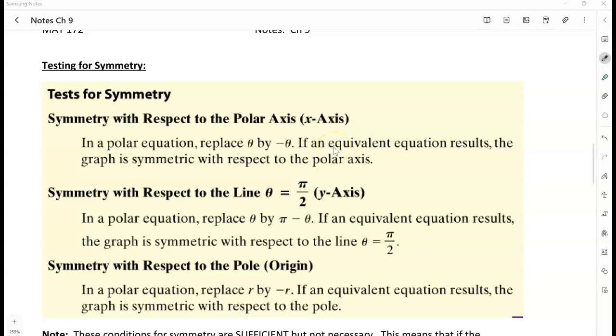In this video, we're going to talk about symmetry and graphing. So we have three tests for symmetry. Remember when we were talking about rectangular equations, we had three things we checked for symmetry also. We checked with symmetry about the origin.